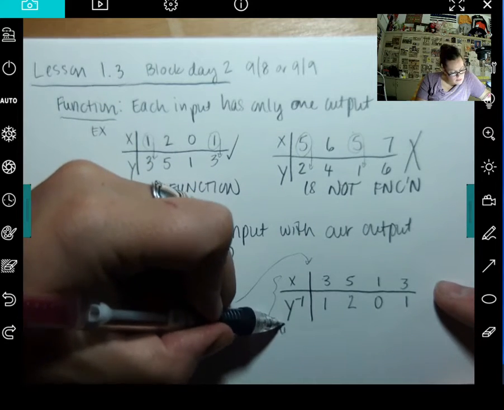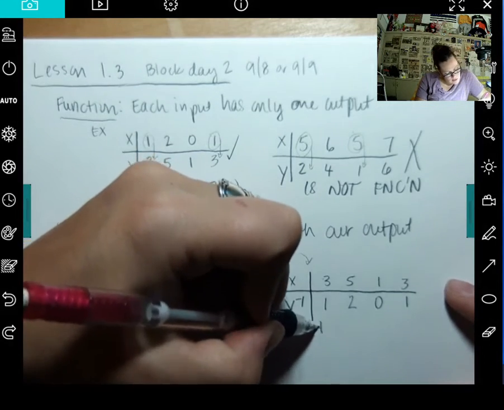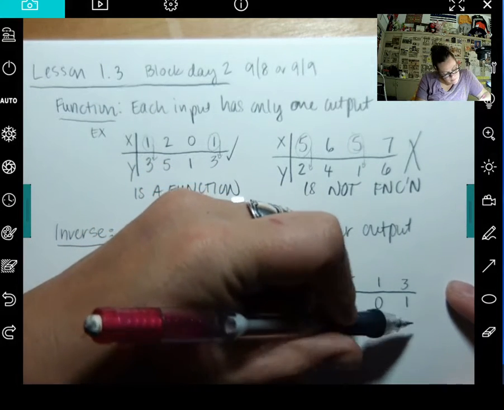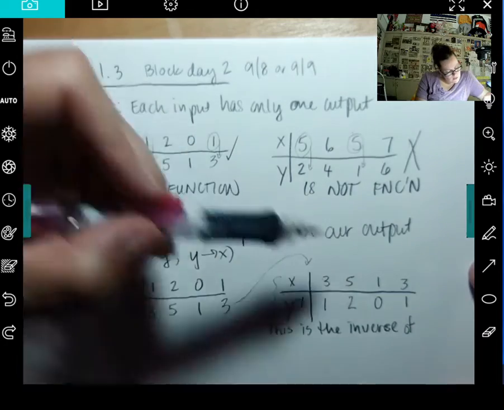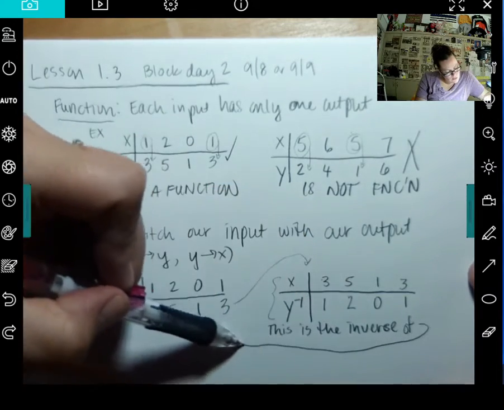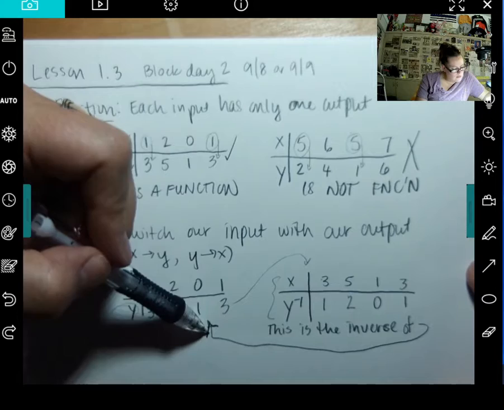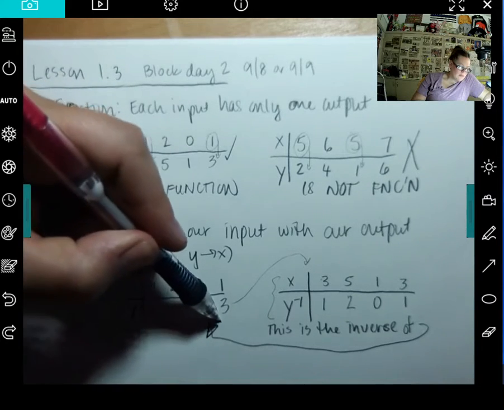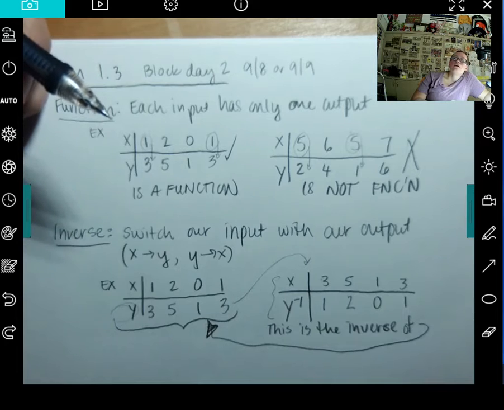So this is the inverse of this. And that's the whole thing. All right.